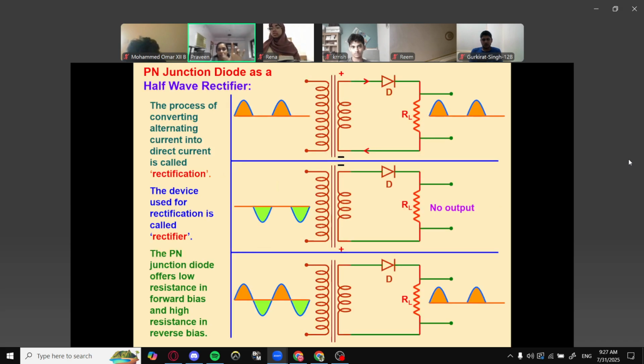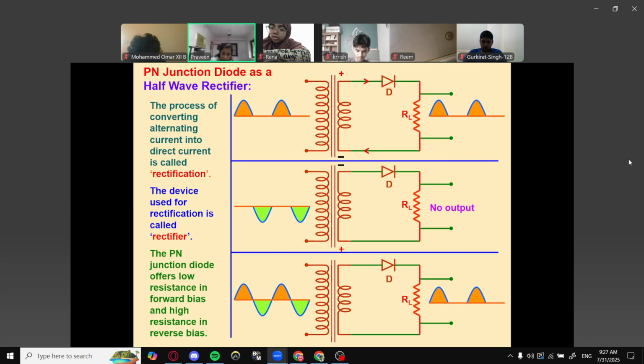Just write down the heading: PN junction diode as a rectifier. Then you write down the written part. Do not draw the circuit diagram. I will tell you how to draw the circuit diagram. Don't draw the circuit diagram. Just write down PN junction diode as a rectifier. Then write down what you meant by rectification and the features.